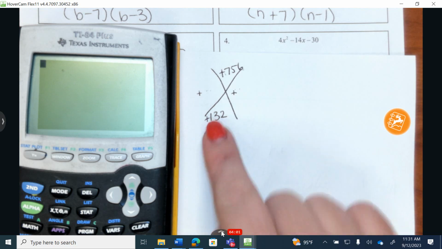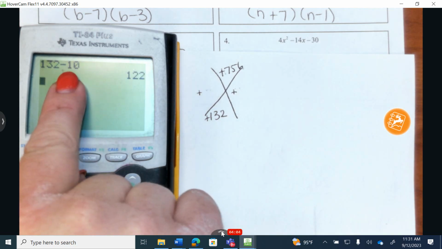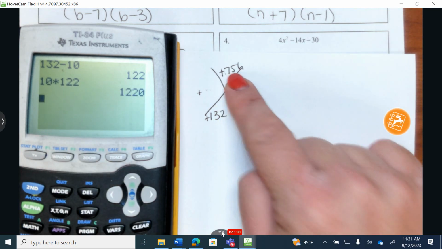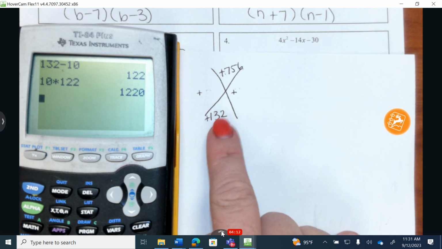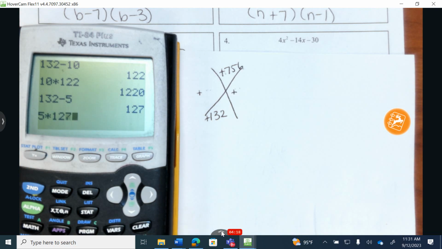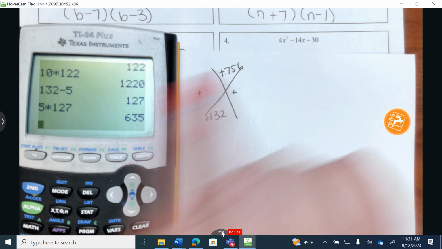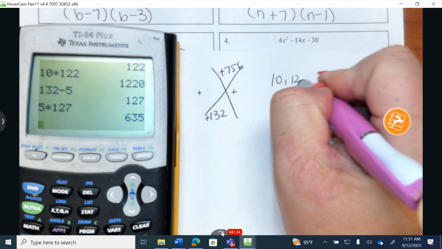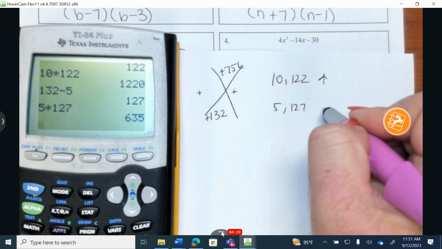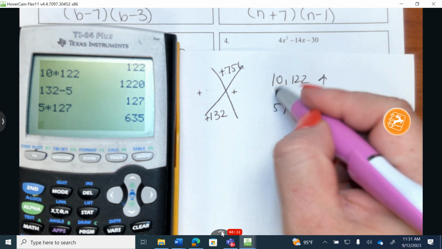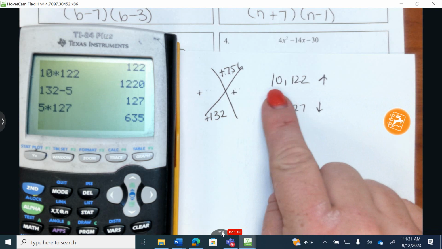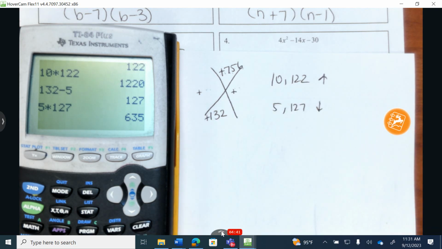Let's bump down to 10. So if I take 132 and subtract 10, let's take 10 times 122. Okay, I'm getting closer, but I'm still too high. Let's take 5 away from this and see where I'm at now. So I'm going to take 5 times 127. Okay, now I'm too low. So I did a combination of 10 and 122, and the product was too high. Then I tried 5 and 127, and the product was too low. So it's somewhere in between here. I'm going to try 6, 7, 8, and 9 until I find a combination that works.